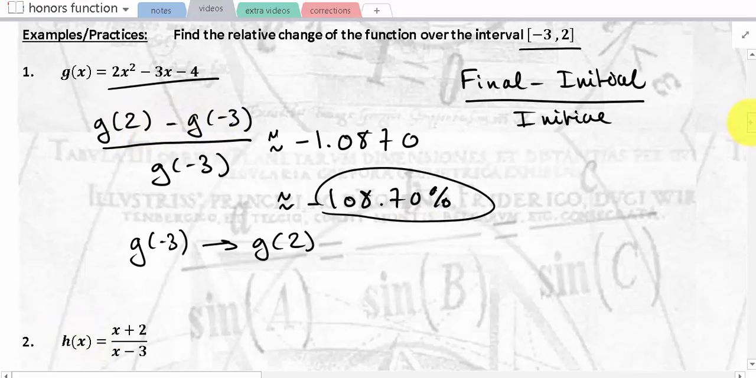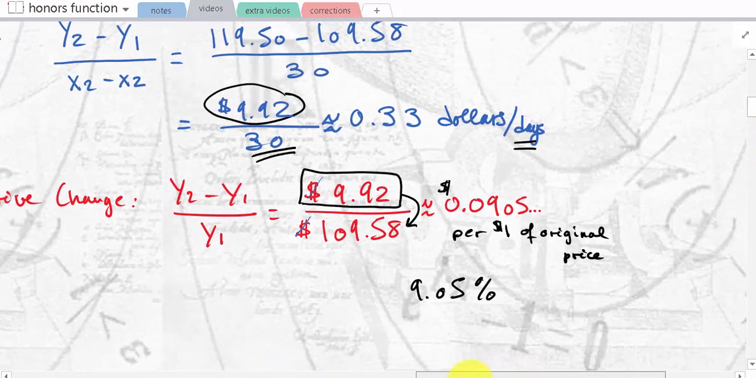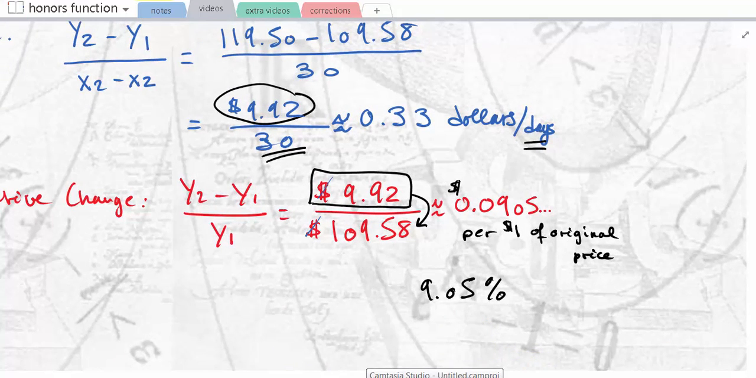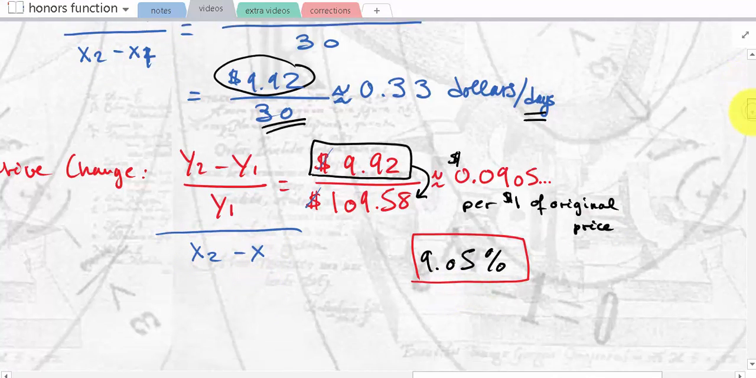Please do number 2. Let's continue. So let's go back to our example of the Apple share right here. We saw that we had a relative change of 9.05%. Okay, that's a relative change. But this relative change happened in 30 days. So now, if you divide the relative change by the total change in input, that should be x2 minus x1 right here, of course. x2 minus x1, right?